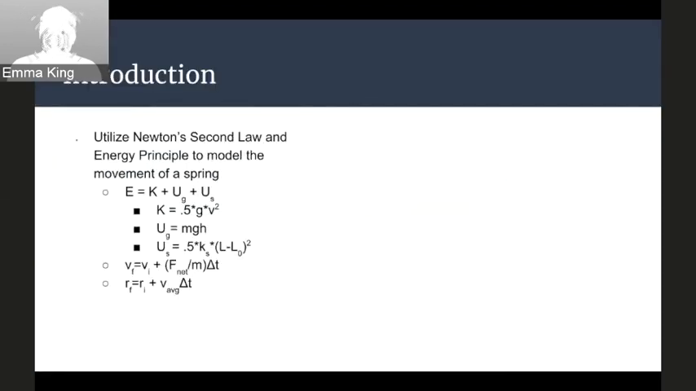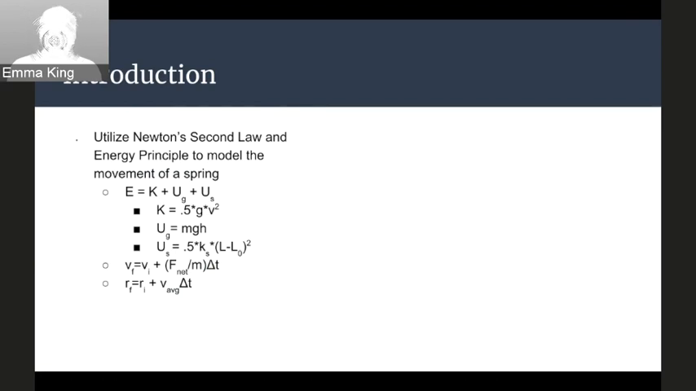So for this lab, we utilize Newton's second law and the energy principle to model the movement of a string. The energy equation is the kinetic energy plus the potential energy due to gravity, and then the potential energy due to the spring. K equals 1/2 m velocity squared, the gravitational one is mass times gravity times height, and the spring one is half times Ks, times (L minus L naught) squared.